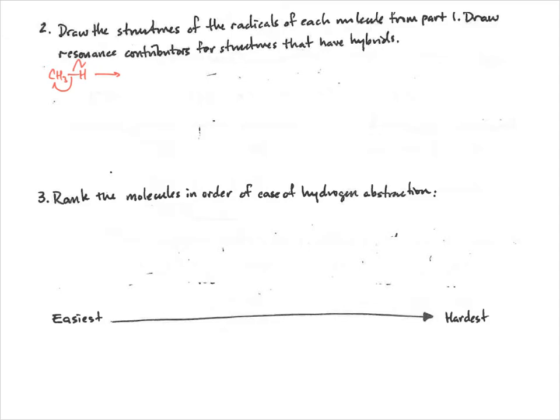So what are we forming here? We are forming methyl radical plus hydrogen radical. So the remainder of what I'm doing, I'm just simply drawing the radicals from problem 1. So for ethane, I want to put the radical above the carbon because that's where it's residing. Propane, primary.